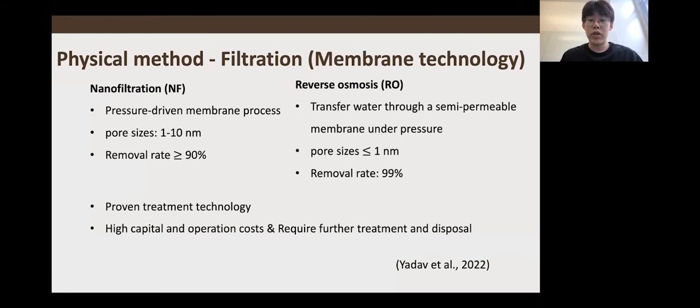Next one is filtration, which is mainly about membrane technology. The two main techniques are nanofiltration and reverse osmosis, which both operate at high pressure. Membrane technology is a proven treatment technology, but it has relatively high capital and operational costs. Used membranes require further treatment and disposal.